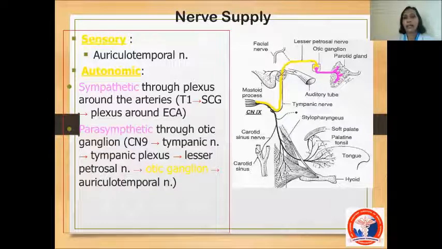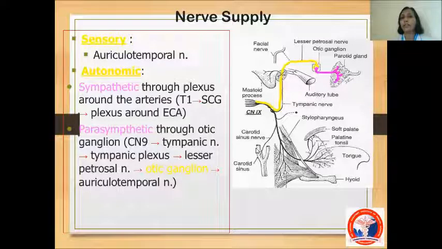The parasympathetic innervation of the gland is via a peripheral parasympathetic ganglion, which is present in the retromandibular fossa or infratemporal fossa. The name of the parasympathetic ganglion is the otic ganglion, which is physically related to the mandibular division of the trigeminal nerve. Through the otic ganglion, the parasympathetic fibers are from the 9th cranial nerve.